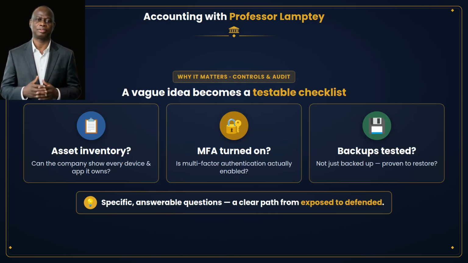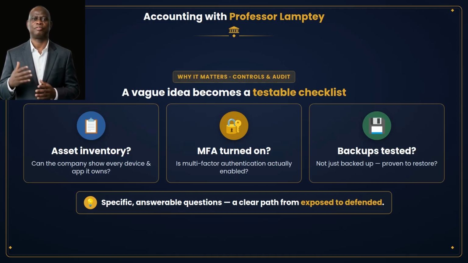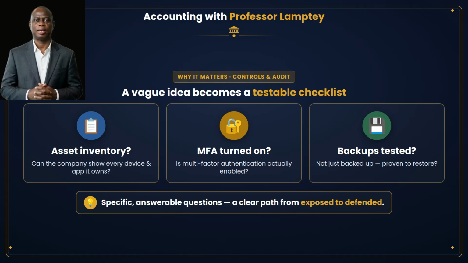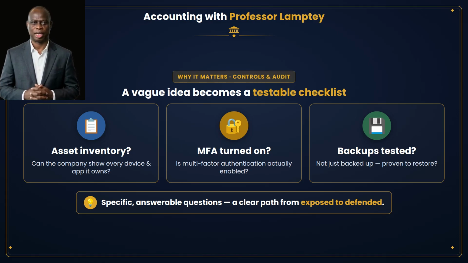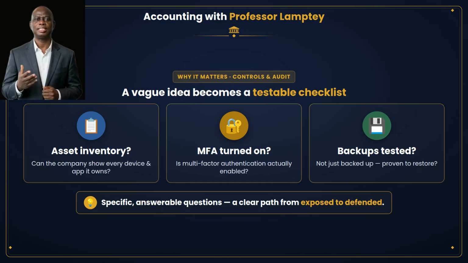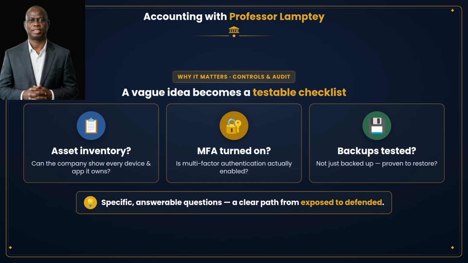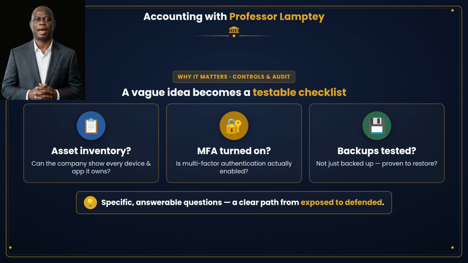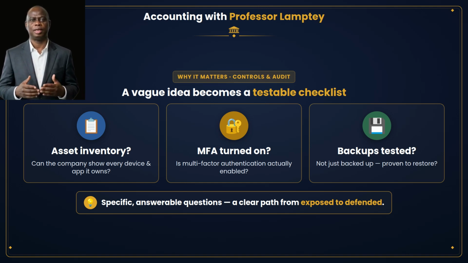And here's why this matters for us as accountants and auditors. The CIS controls turn a vague idea, be secure, into a concrete, testable checklist. Does the company have an asset inventory? Is multi-factor authentication turned on? Are backups tested? Each is something you can actually verify. That's the gift of a prioritized control list. It gives an auditor specific, answerable questions, and it gives a company a clear path from exposed to defended, one control at a time.